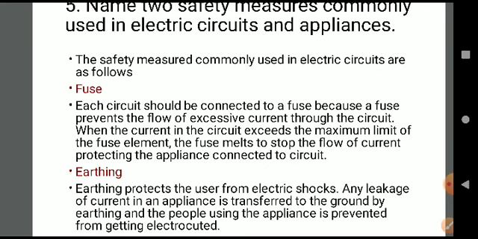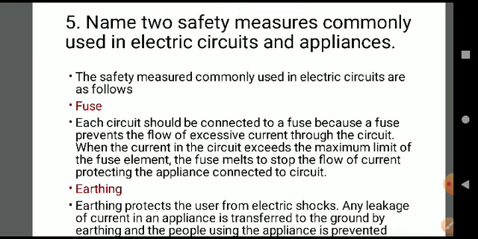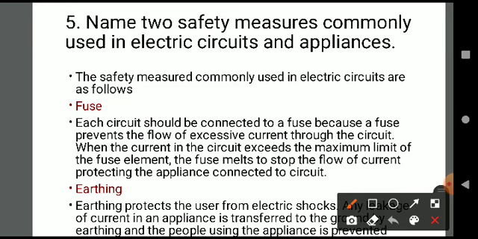So you already have studied about these things from the textbook. Now name two safety measures commonly used in electric circuits and appliances. So the first thing, that is fuse. Okay, this is a very important part of electric circuit, and why we are going to use fuse? Because of its function. And what is the function of fuse?